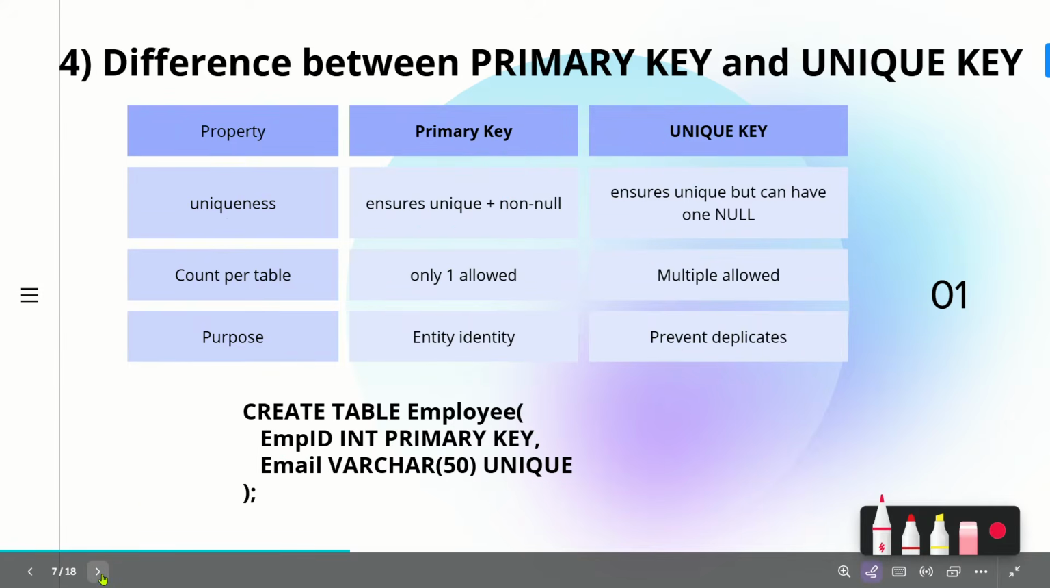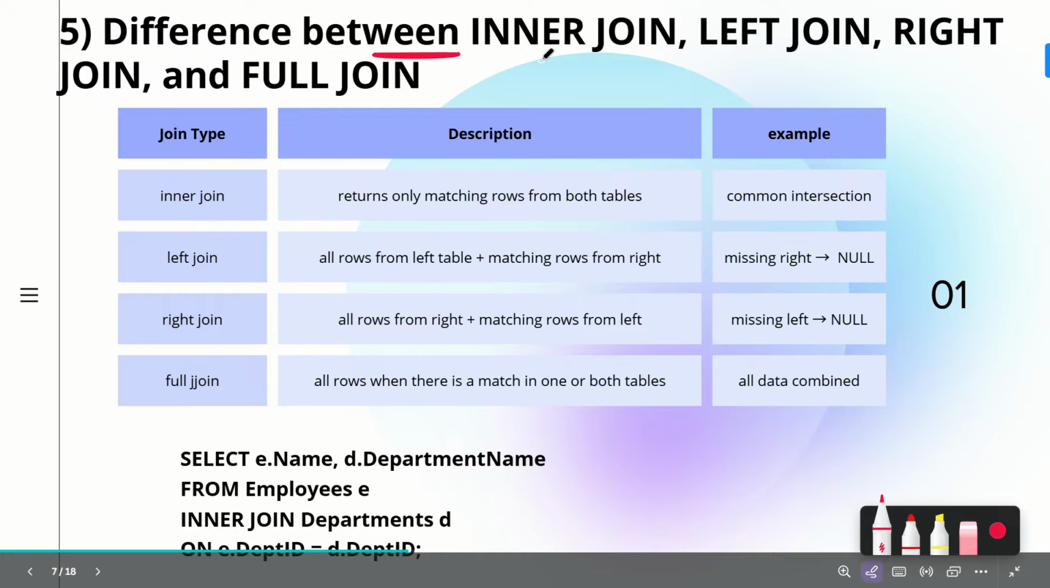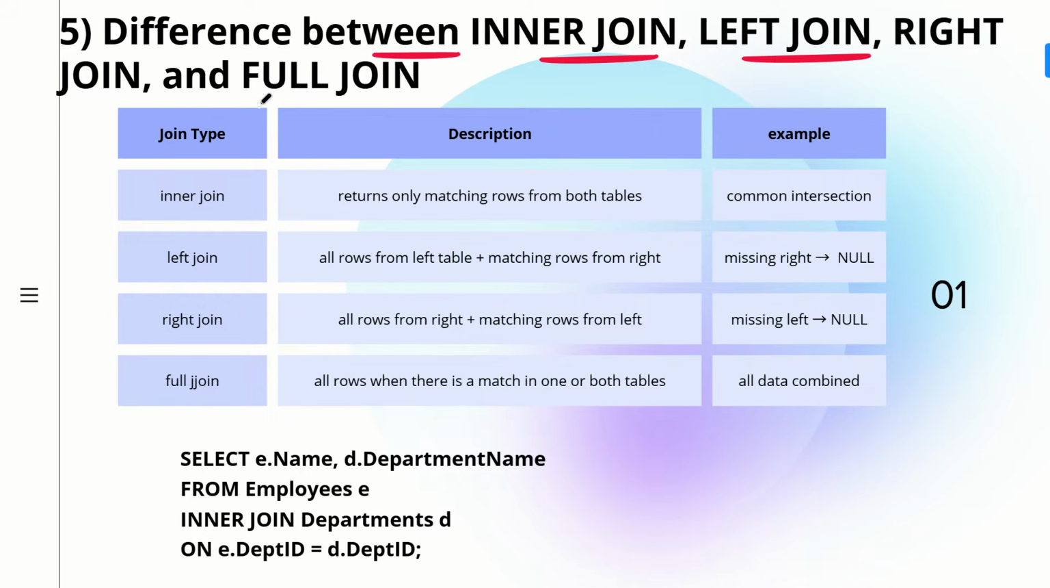Our fifth question is, what is the difference between inner join, left join, right join, and full join? Let us see the differences between them. First, we will see inner join. What is inner join doing? It returns only the matching rows from both tables. For example, if we have two tables and we apply the inner join, based upon some common intersection we get the values. Whatever is inside the intersection will be returned. This is called our inner join. This is the result you will get when you apply inner join on two tables.